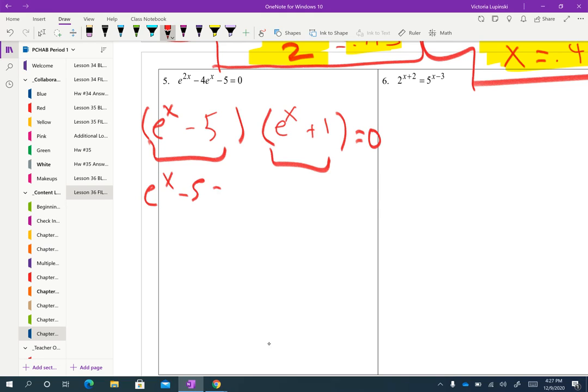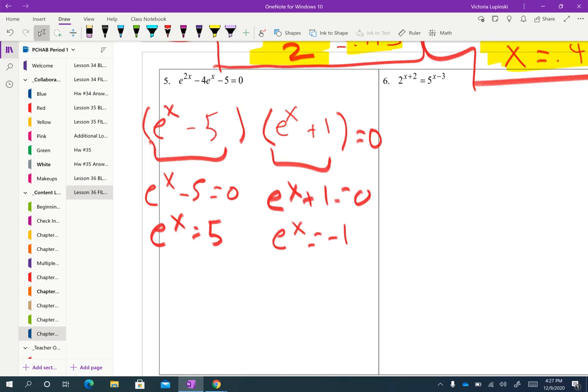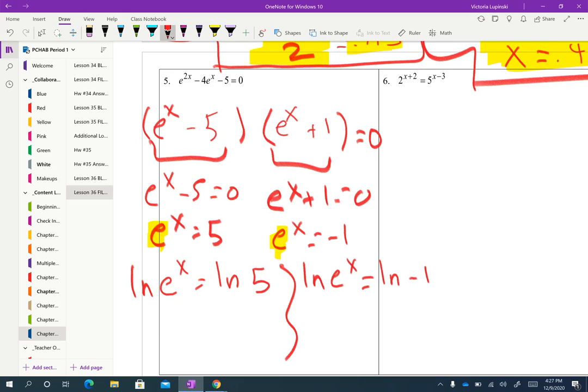So e to the x minus 5 is equal to 0. E to the x plus 1 is equal to 0, which means that e to the x equals 5 or e to the x equals -1. Now from here, because of the fact that these are base e's, you are going to take the log of both sides. And again, because these are base e and base e, you're going to take the natural log of both sides. So this will be the natural log of e to the x equals the natural log of 5. And then draw a little space here. The natural log of e to the x equals the natural log of -1.